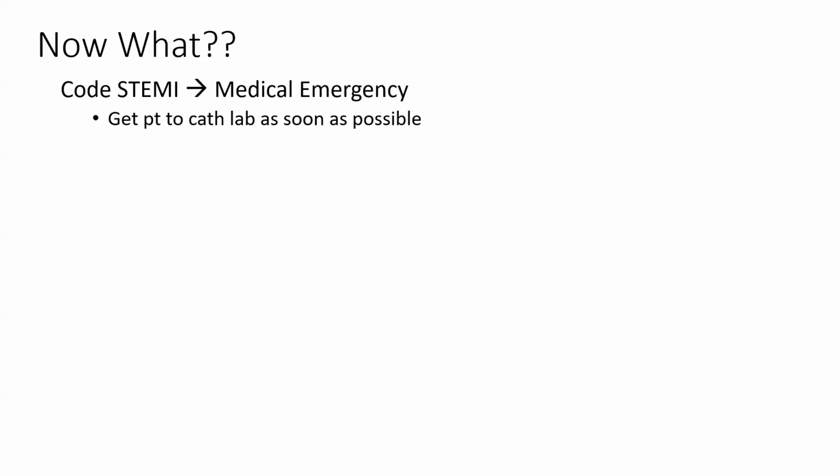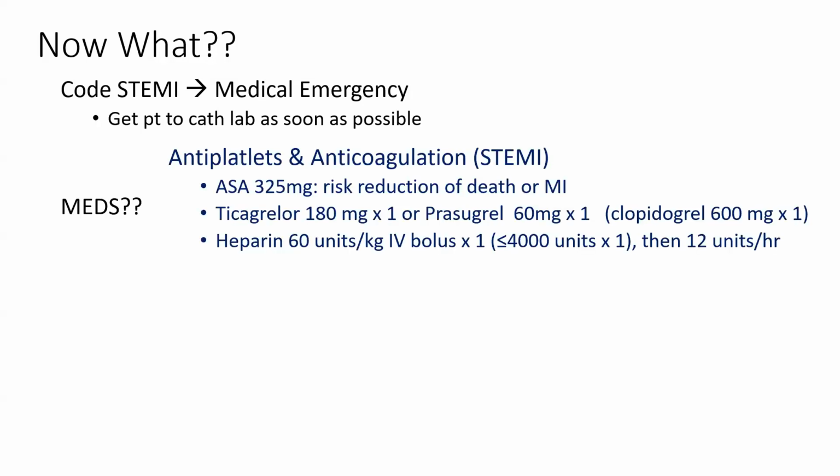So what do you want to do? High dose aspirin. Perfect. High dose aspirin. Great. What else? Heparin drip. Yeah, you get them on heparin. Anything else for a STEMI? A P2Y12. Perfect. So those are the things you want to think about.